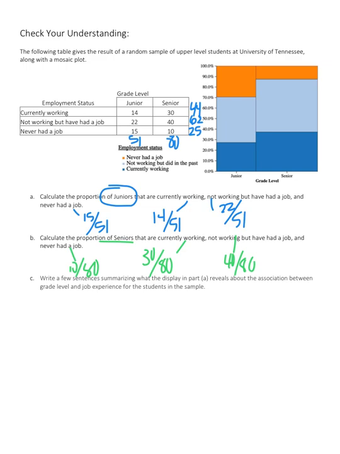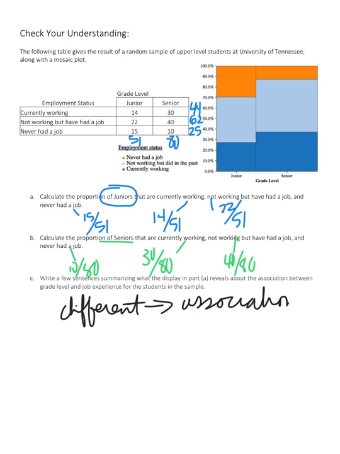For the sake of me not writing and being really sloppy, I'm going to say what I think about the association for Part C, and then I can maybe write some bullet points. It asks you to write a few sentences summarizing what the display in Part A reveals about the association between grade level and job experience for the students in the sample. Notice that the segmented bar graphs above don't look the same. Juniors and seniors do not have the same proportions. If they look different, that usually means that there is an association.